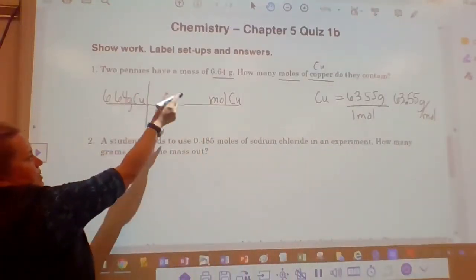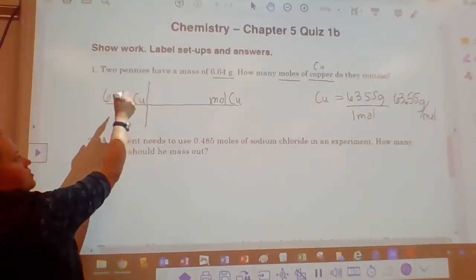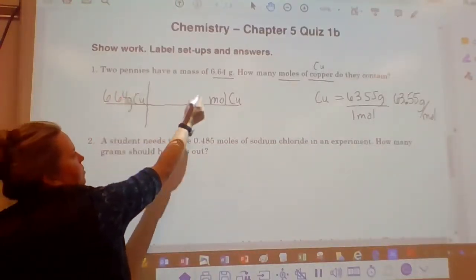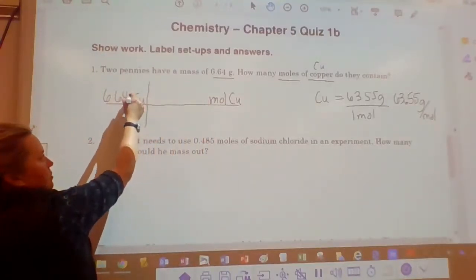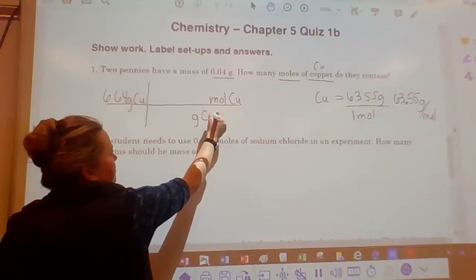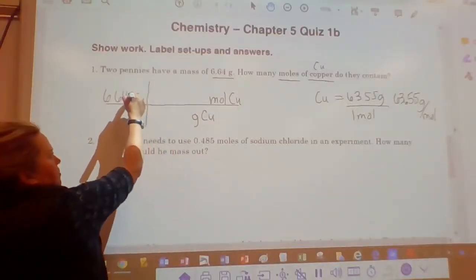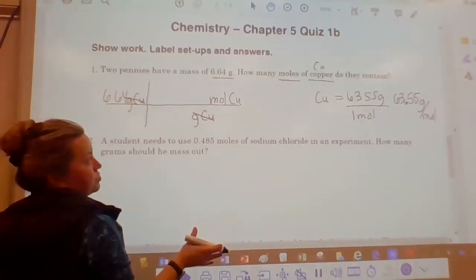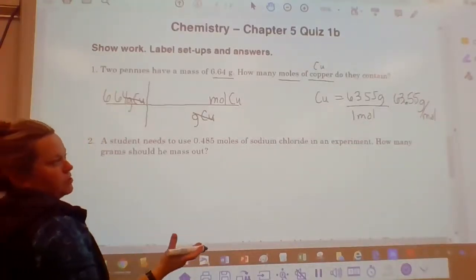I do know a relation between grams and moles. What I want here is I want these units of grams to cancel because that's not the unit I want in the end. I want moles in the end. So in order to get a unit to cancel, I'm going to just bring it down on the diagonal. And I'm going to put grams of Cu here. So my units of grams Cu are going to cancel. I'm going to be left with just units of moles of copper, which is what I'm looking for.